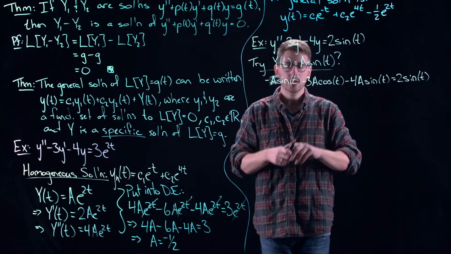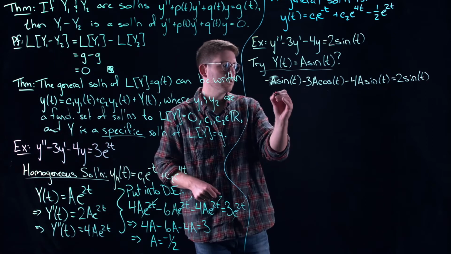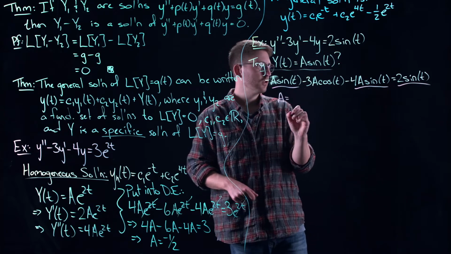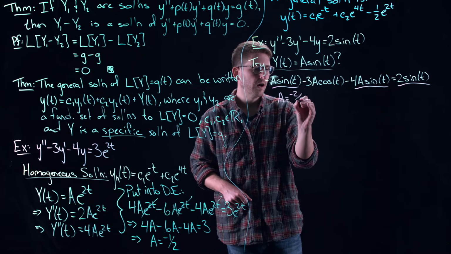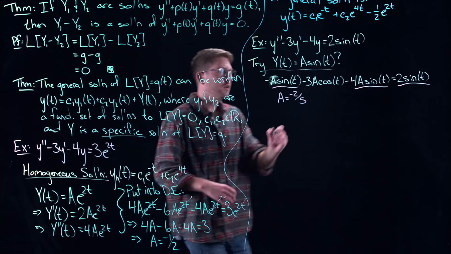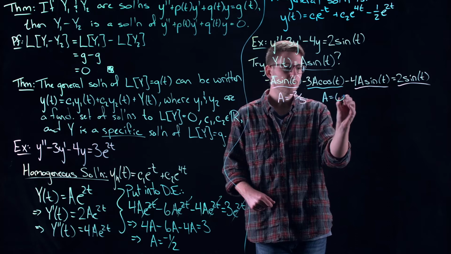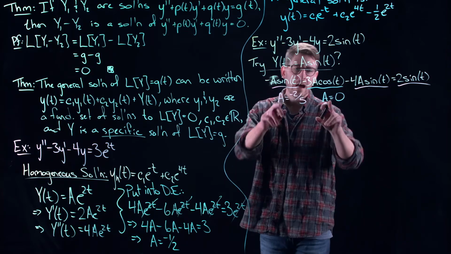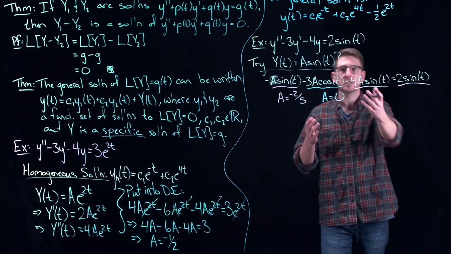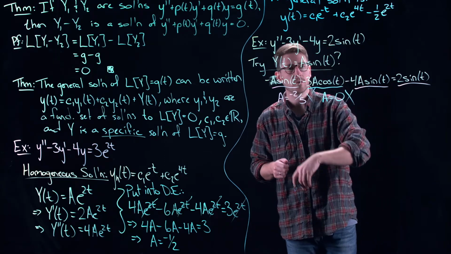So let's actually write this down so it's clear. This gives me a is equal to minus 2 over 5. But unfortunately, that doesn't solve everything for me, because I still have a cosine term that's left unaccounted for, and that one gives me a is equal to 0. But now I have two values of a. That doesn't make any sense, right? I can't have a equal to 0 and a equal to minus 2/5 at exactly the same time. So this is no good for me.